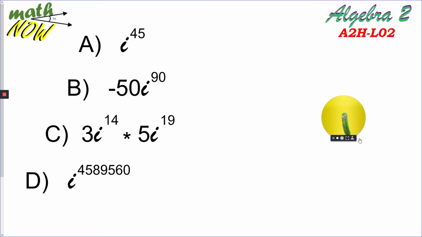Let's get right to it. Today we're working with imaginary numbers, complex numbers. Let's start off by checking out what we worked on before. We're looking at i to the 45th power.